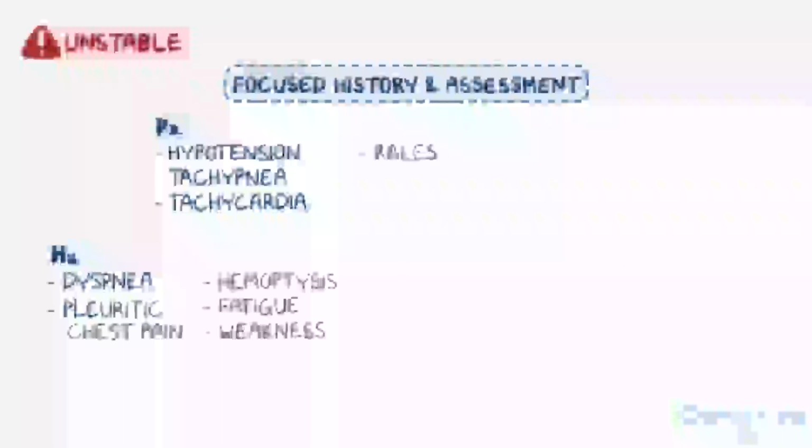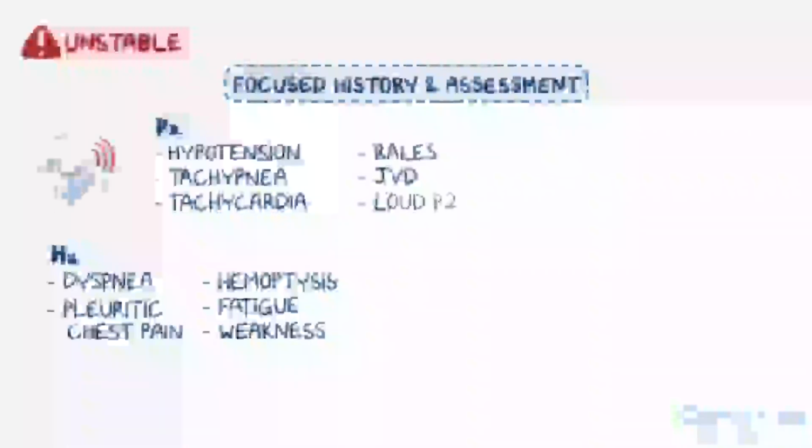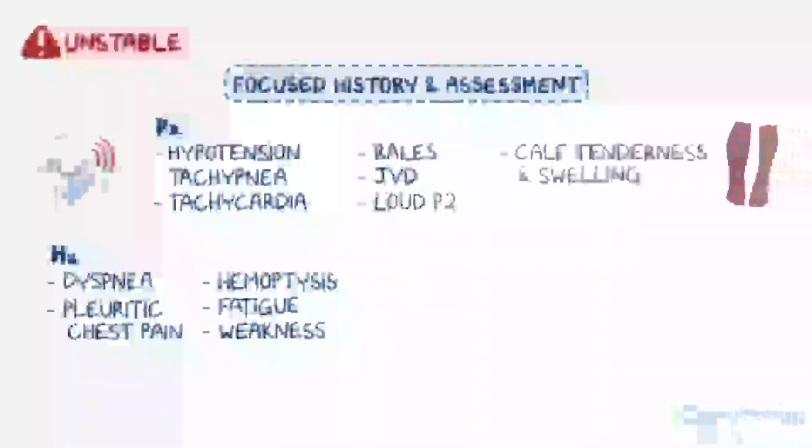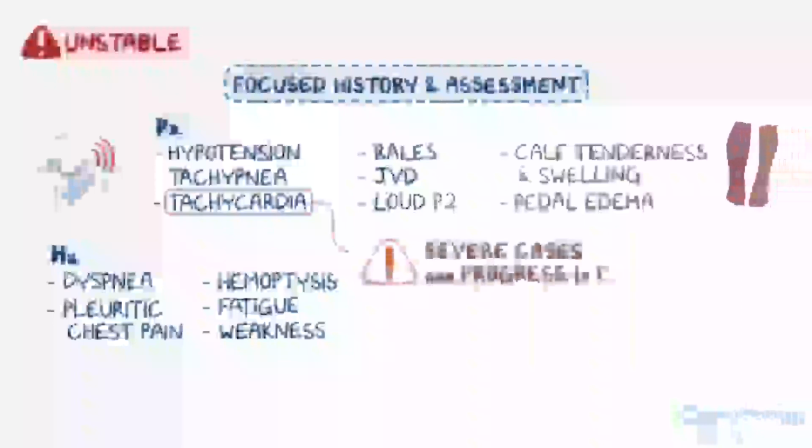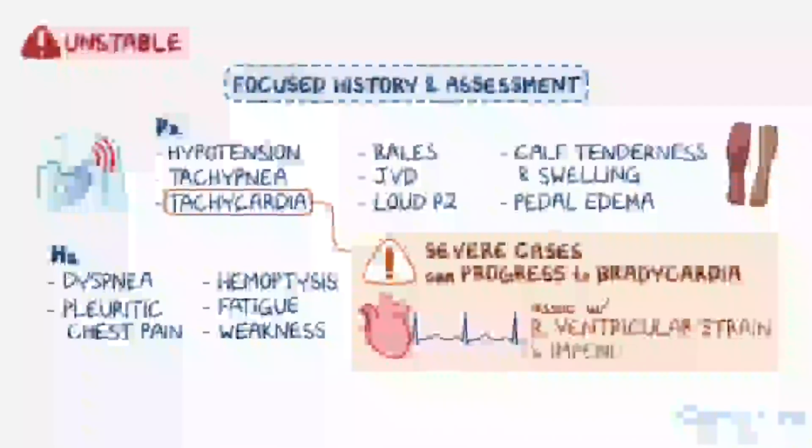On examination, unstable patients typically present with severe hypotension, tachypnea, and tachycardia. They might also have dyspnea, pleuritic chest pain, hemoptysis, fatigue, and weakness. Additional findings on physical examination might reveal rales, JVD, a loud P2, calf tenderness and swelling, and pedal edema. In severe cases, the patient can progress to bradycardia, which can be associated with right ventricular strain and impending shock.